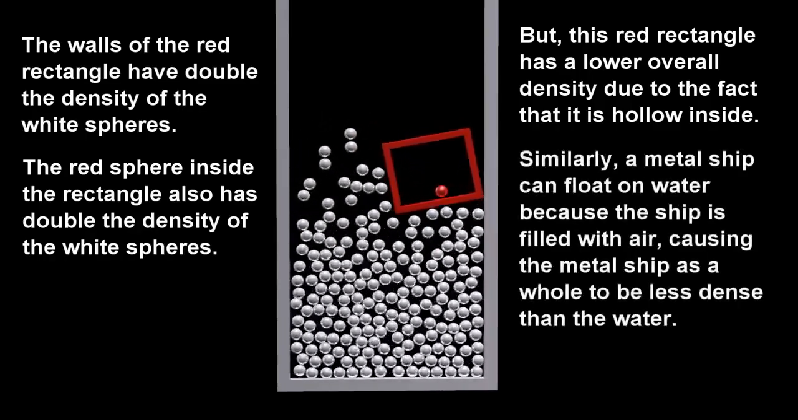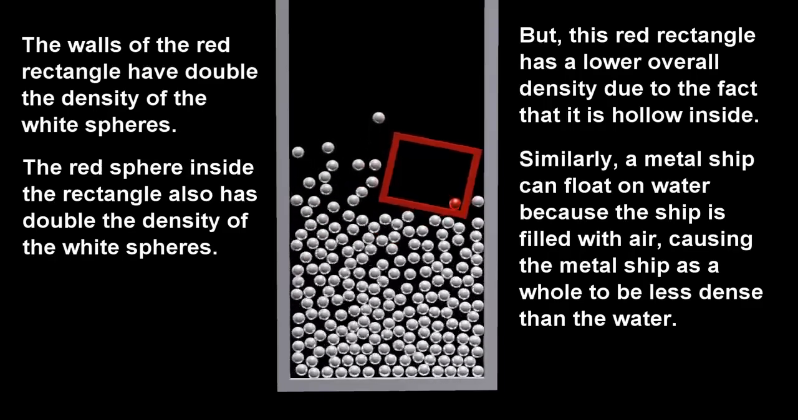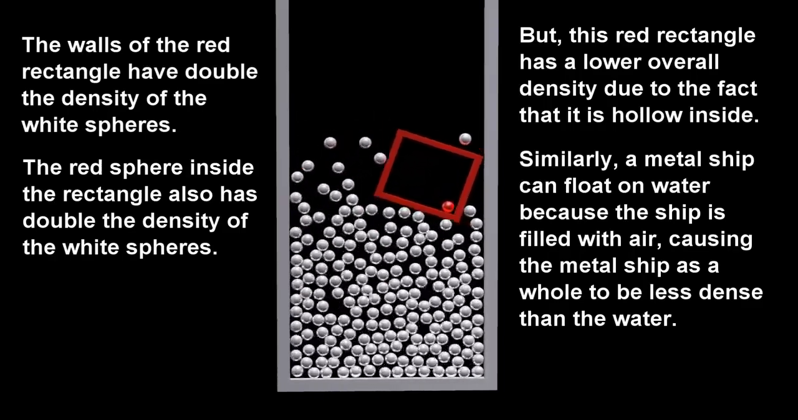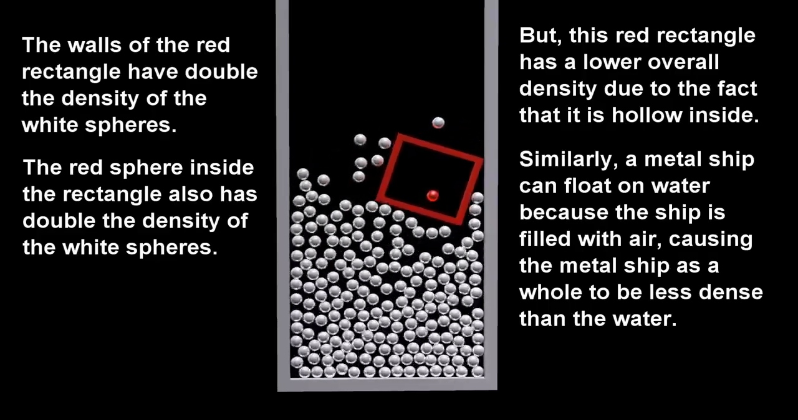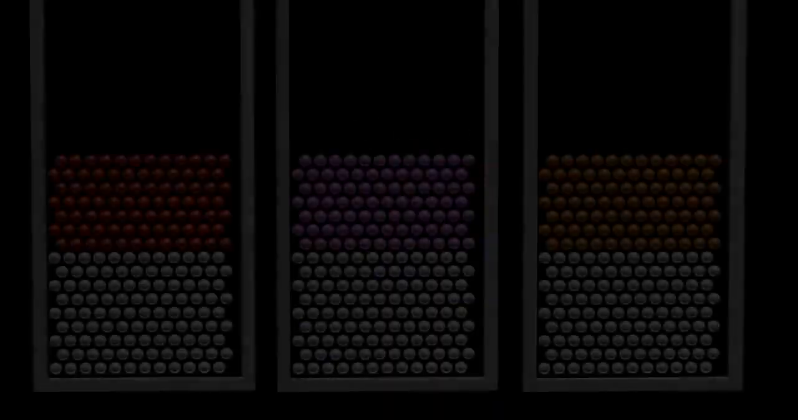Similarly, a metal ship can float on water because the ship is filled with air, causing the metal ship as a whole to be less dense than the water. Let's consider the interaction of different fluids with different densities.